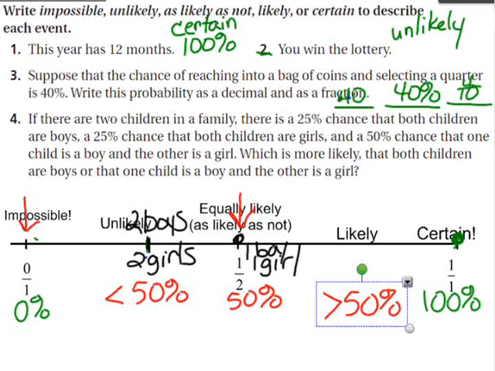Right here, 50% chance. Which is more likely, that both children are boys or that one child is a boy and the other is a girl? If we put this on the number line, we can clearly and easily see that it's greater chances that there is 1 boy and 1 girl.